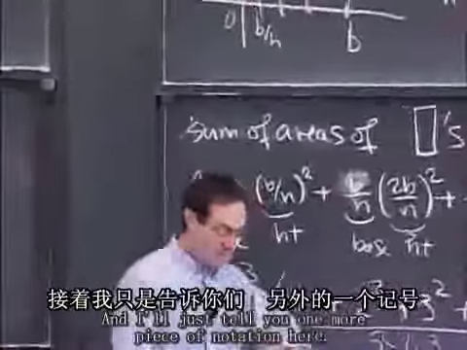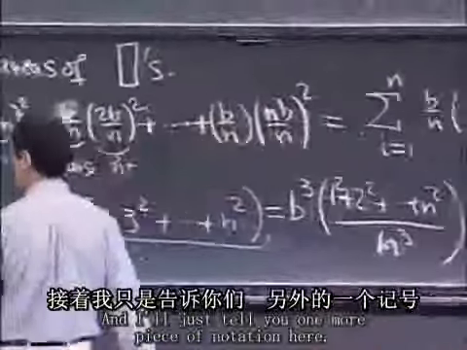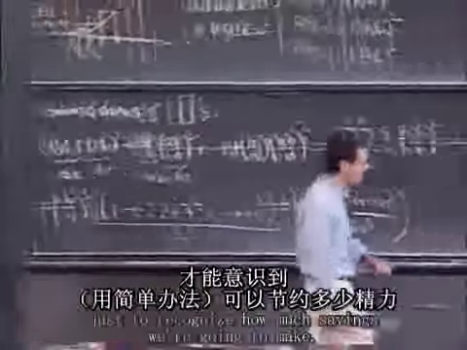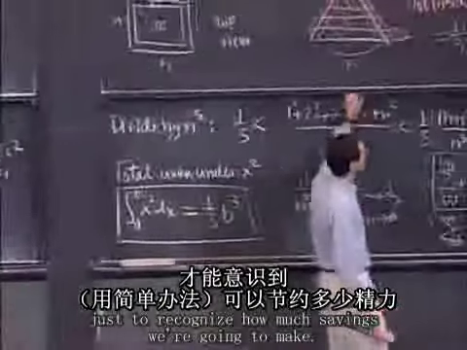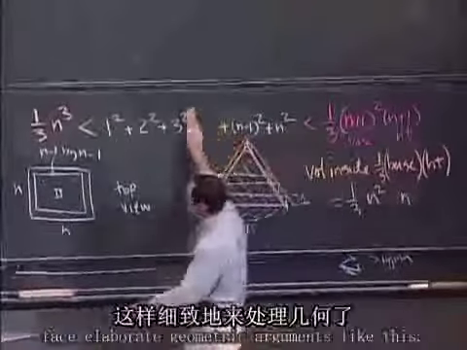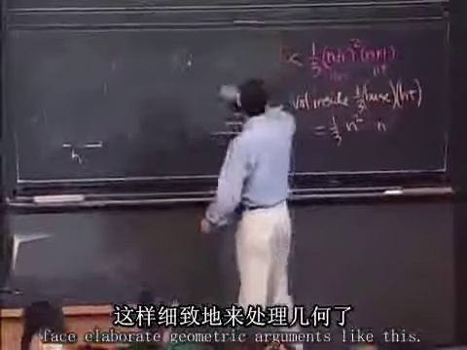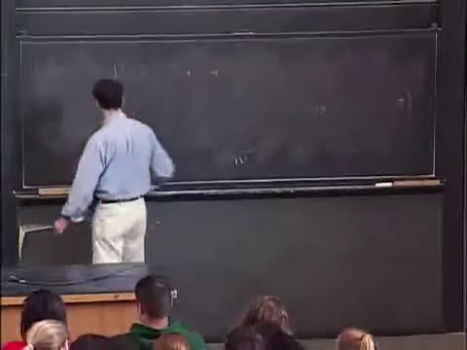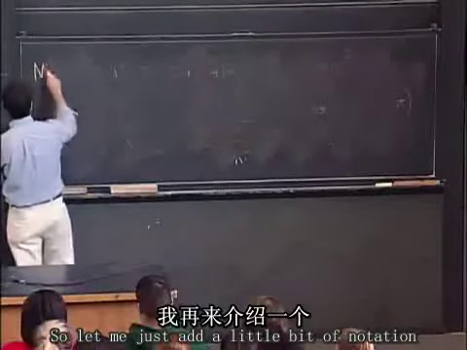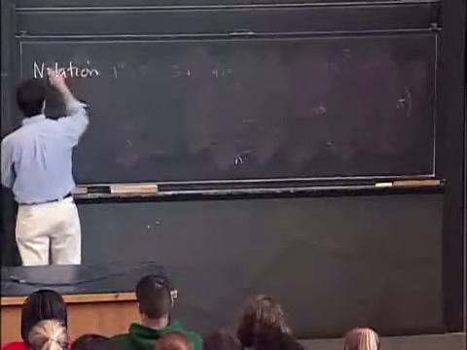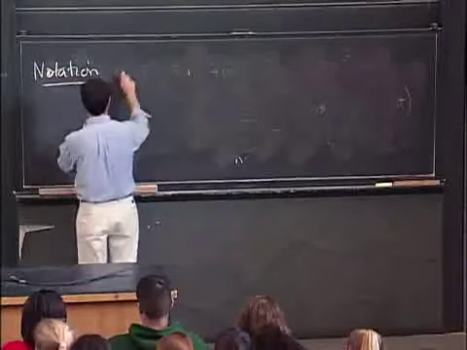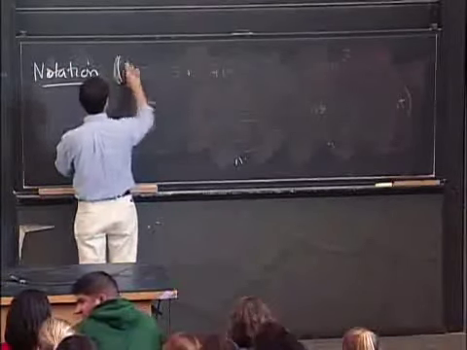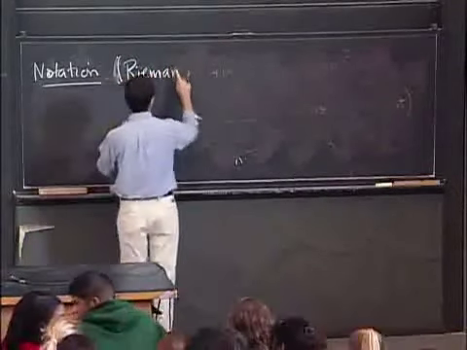And I'll just tell you one more piece of notation here. All right? So you need to have a little practice just to recognize how much savings we're going to make. But never again will you have to face elaborate geometric arguments like this. So let me just add a little bit of notation for definite integrals. All right, and this goes under the name of Riemann sums.